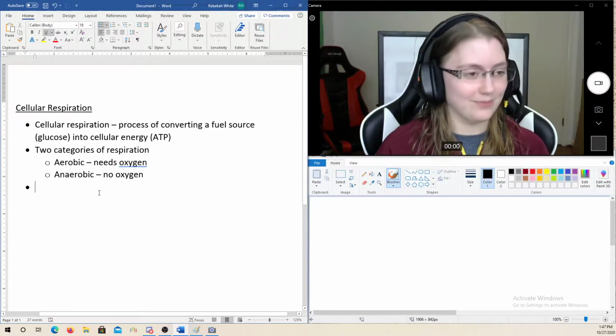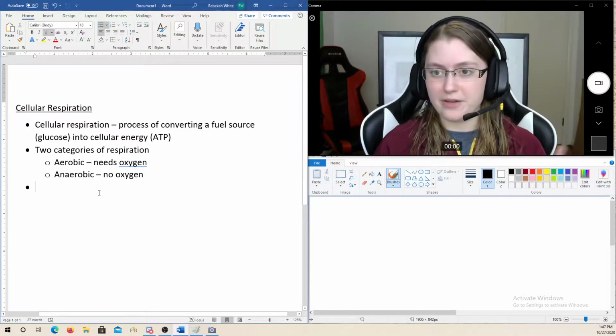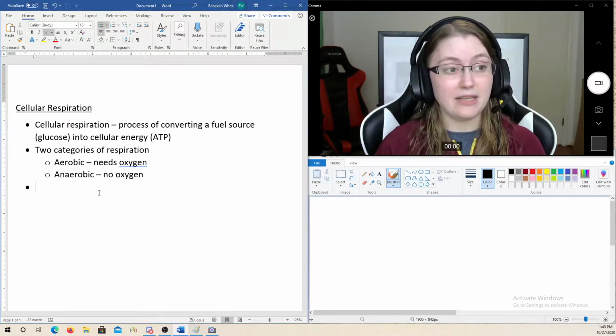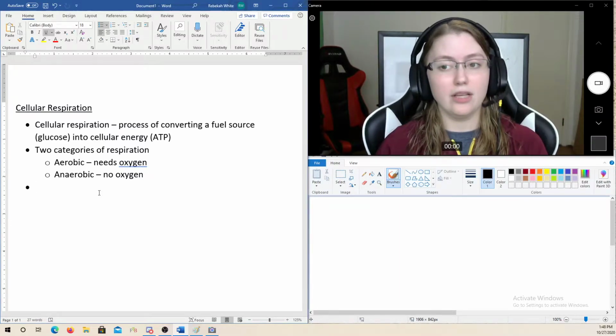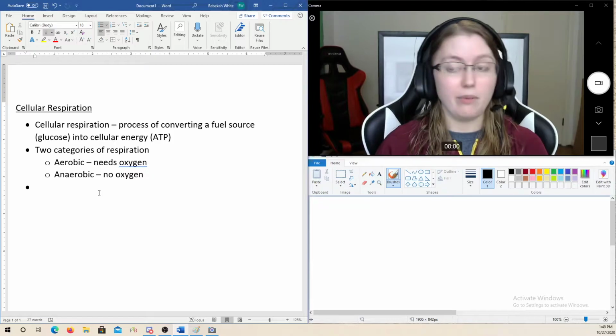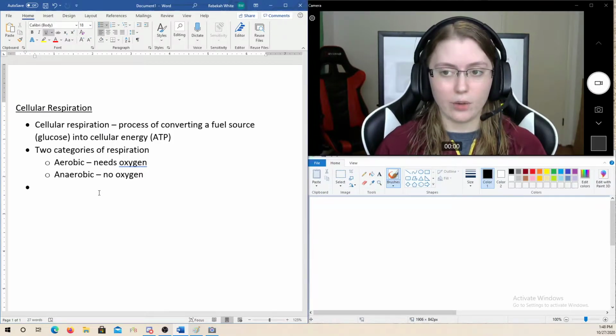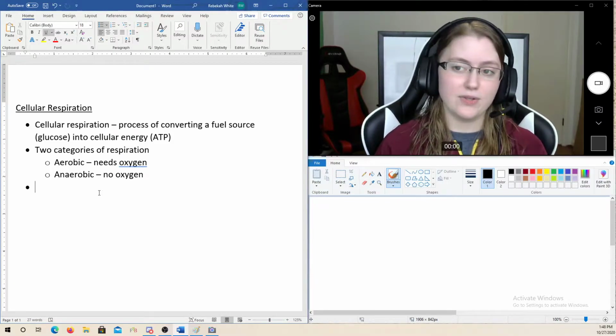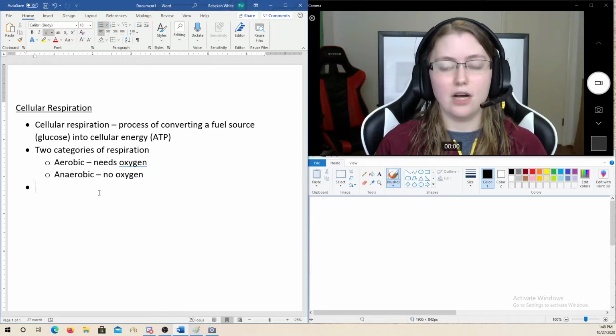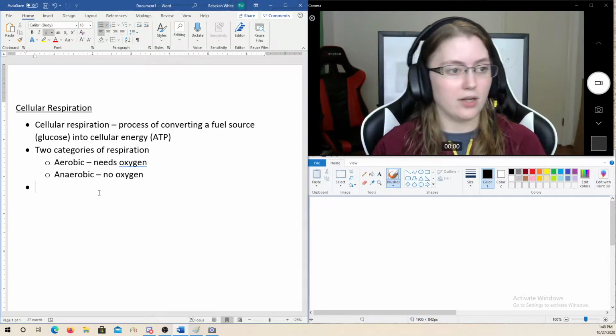Yep. So those two terms that you mentioned, glucose and ATP, those are actually going to be a reactant and a product in our chemical reactions. And we will go through each of the chemical equations for the types of respiration that we're discussing today. So we will see exactly where those fit into the equations, whether they're on the reactant side or product side.